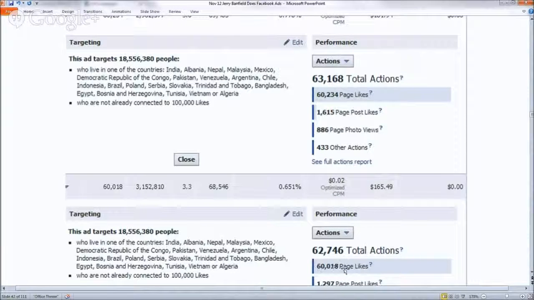$165, 60,000 page likes. And that's a product of the click-through rate times the optimized CPM. So this is an exceptional click-through rate because a lot of these are showing in areas where the ads very rarely get clicked on. That's why they're so cheap. So this click-through rate times how cheap the ads are. This means I'm getting 6.5 clicks out of every 2 cents I spend. This is how I'm getting the ads so cheap.